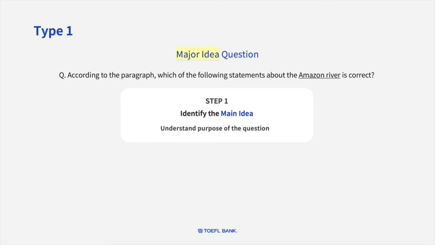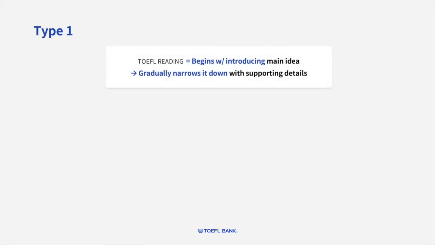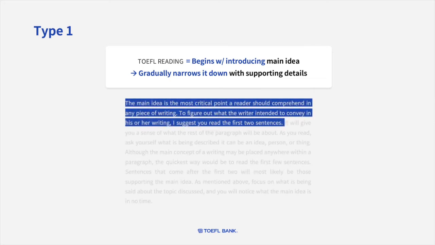To solve type 1 questions, first identify the main idea of the passage and understand the purpose of the question. Next, find the answer choice that paraphrases the main idea of the passage most accurately. The reason why you should be looking for the choice that best paraphrases the main idea is because, in most cases, the reason why type 1 questions are given is to ask about what the point of the passage is. TOEFL reading paragraphs begin with the first few sentences introducing the main idea, and then gradually narrow down this idea with supporting details. So identify the main idea through the beginning of the paragraph, but still read through the entire passage and solve the question.